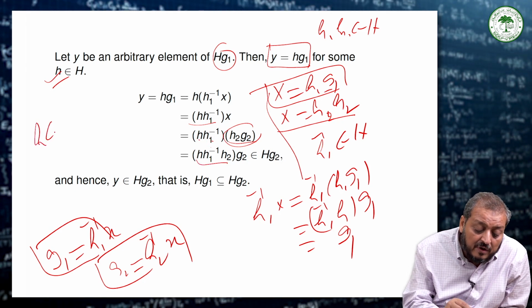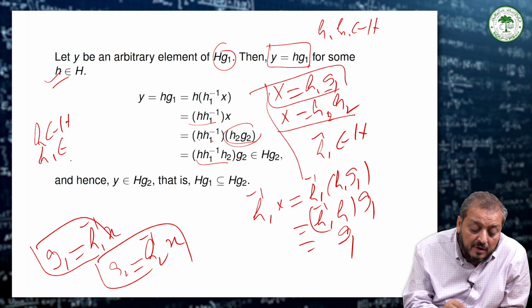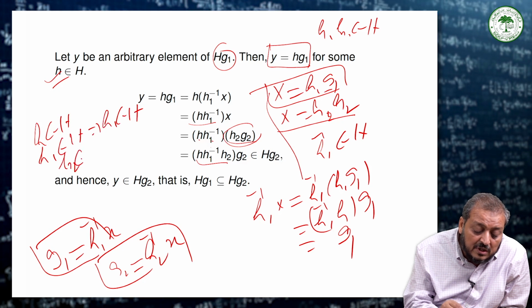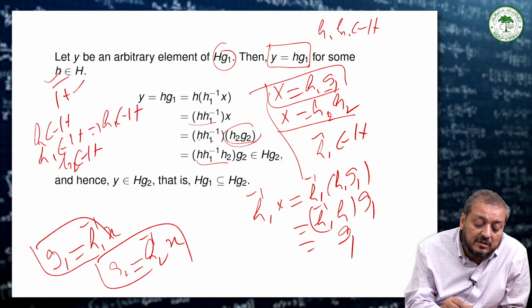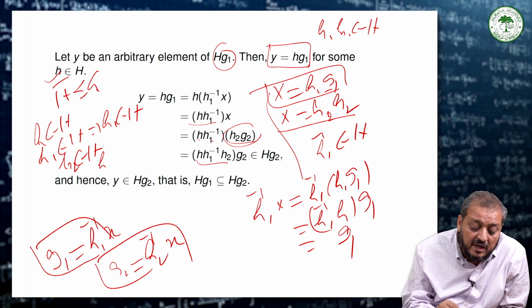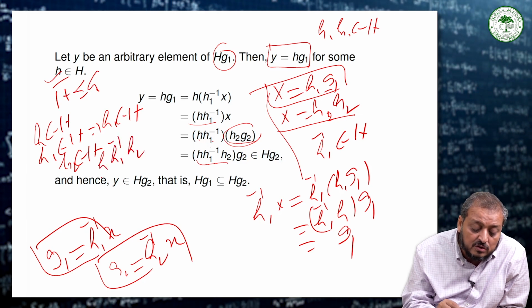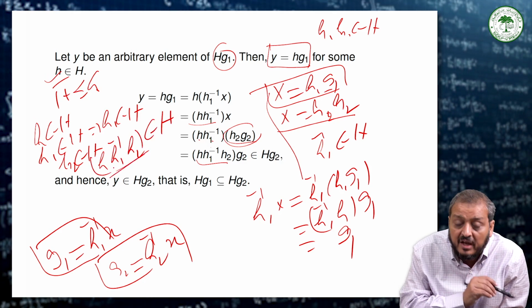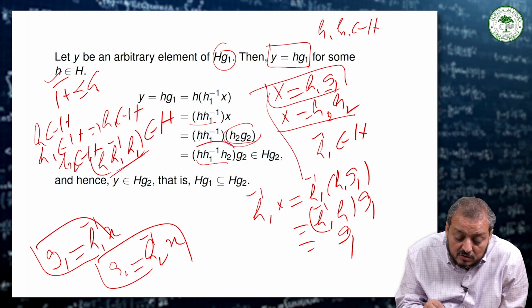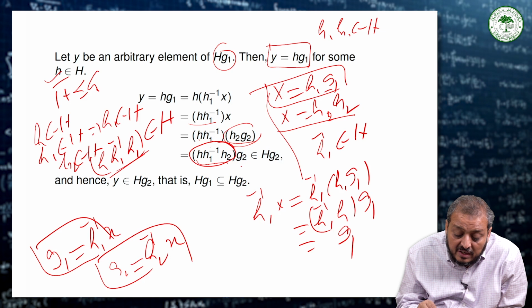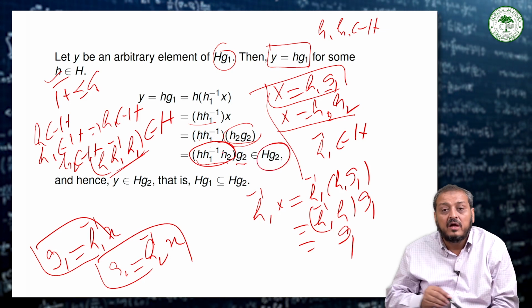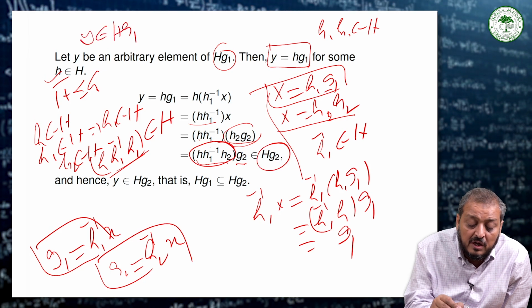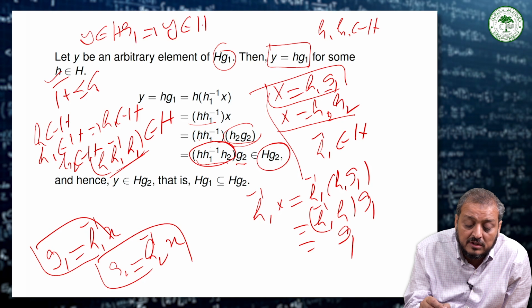Now h is an element of H, and h1 is an element of H. This implies that h1 inverse is also an element of H, and h2 is an element of H, and H clearly is a subgroup of G. Then we can say that h, h1 inverse and h2 are all elements of H. If this whole thing is an element of H, then this quantity belongs to H, and then g2. This means the whole thing belongs to Hg2. So we take y, an arbitrary element of Hg1, and we show that this y is an element of Hg2.